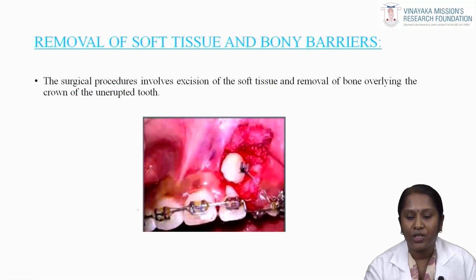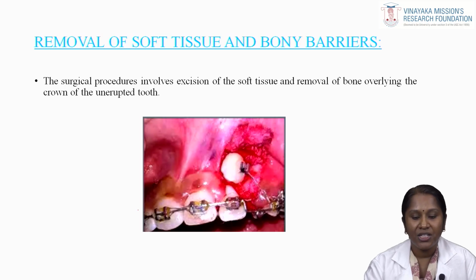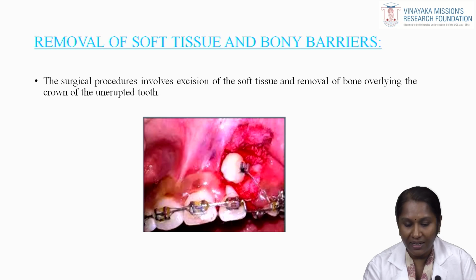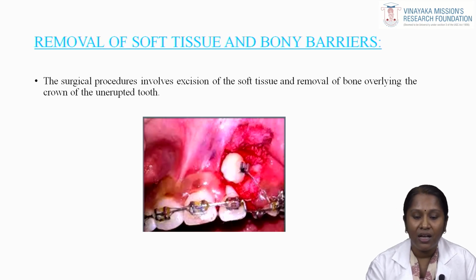Coming to removal of soft tissue and bony barriers. The surgical procedure involves excision of soft tissue and removal of bone overlying the crown of the unerupted teeth. In this picture you can see that the patient is under fixed orthodontic appliances because of the impacted canine. So what we are doing is surgical removal of the gums over the tooth, and we place the bracket and give a ligature wire to bring the tooth into alignment. So in certain cases we can use soft tissue removal in interceptive orthodontic treatment.